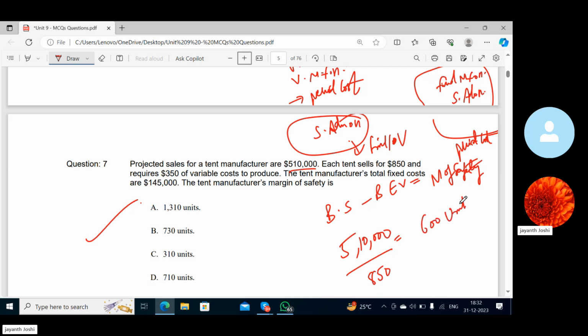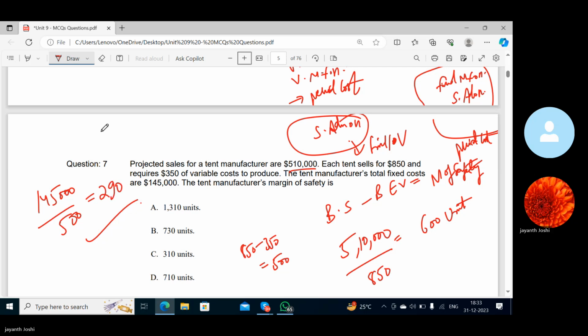600 units, right? Yes. And break even is what? Sales minus variable cost: 850 minus 350, 500. This is contribution. Fixed cost is 145. Fixed cost by contribution will give us break even. What is the break even? 290. So 600 minus 290 is your margin of safety. Please go through this.